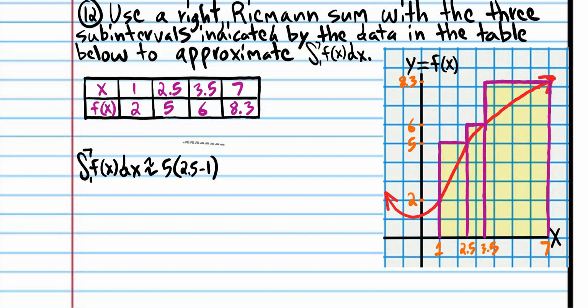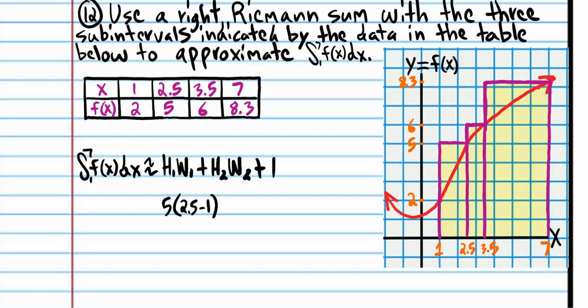And I should write what we're doing. So h1 times w1 plus h2 times w2 plus h3 times w3. So again, we have the height of the first rectangle is 5, and the width of the first rectangle is 2.5 minus 1.